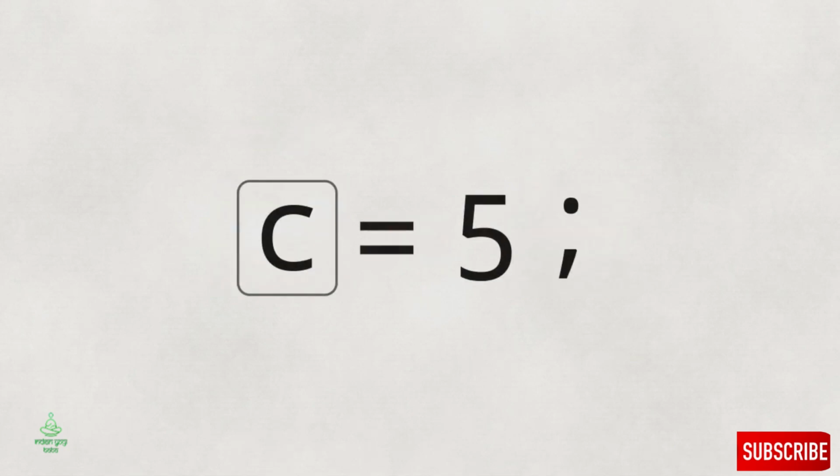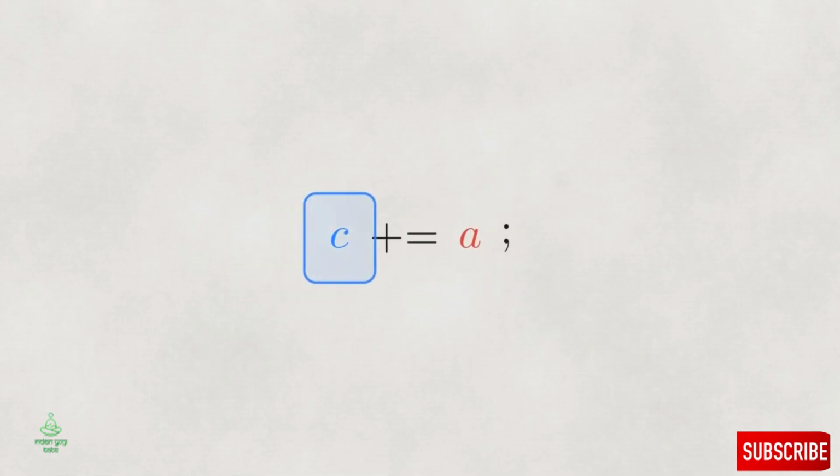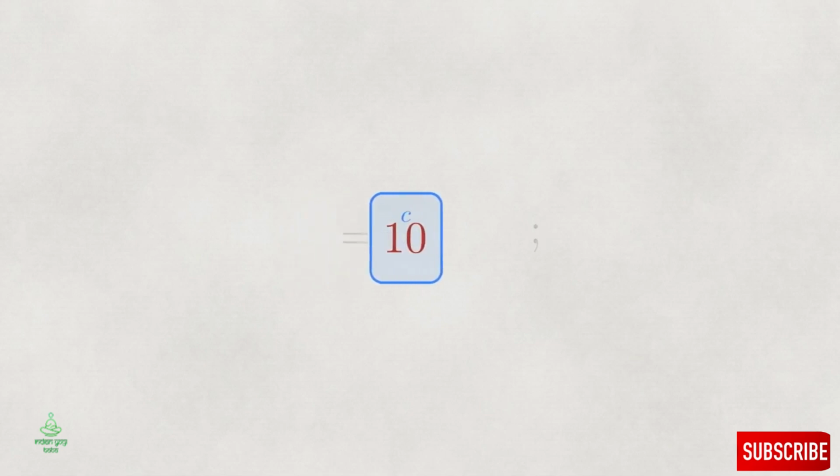Storing data requires the assignment operator. In C, the single equal sign is not a statement of equality. It is a right-to-left action. It calculates the value on the right and pushes it into the variable on the left. You can shorten your code using compound assignment. Writing C plus equals A is a shortcut for the expanded form, C equals C plus A. The program takes the current value in C, adds A to it, and stores it back in the same variable.